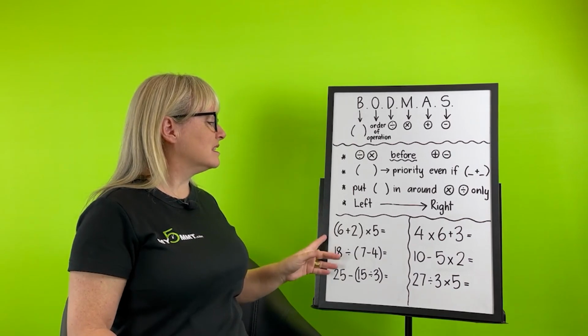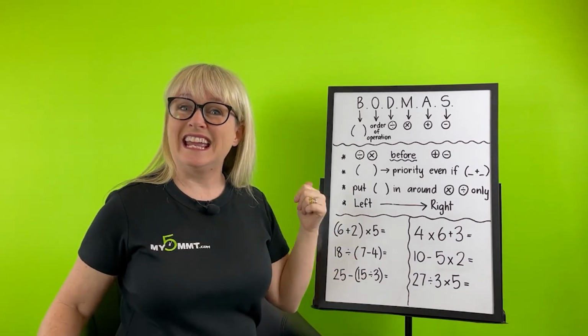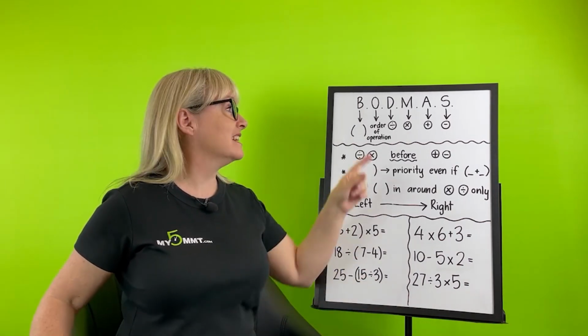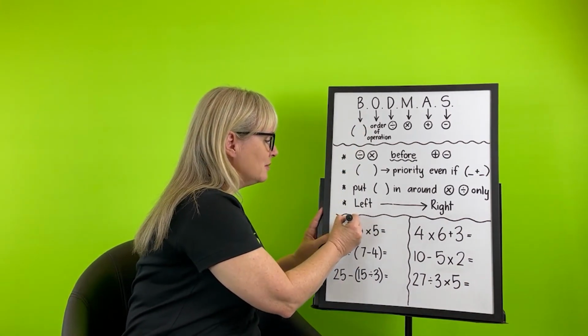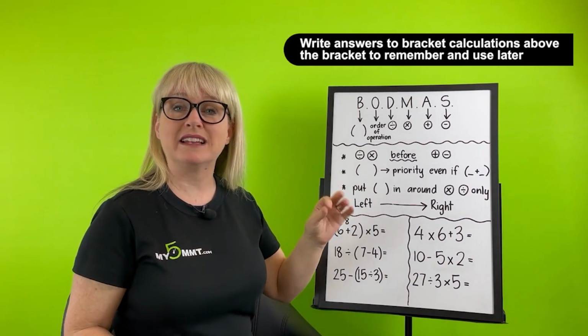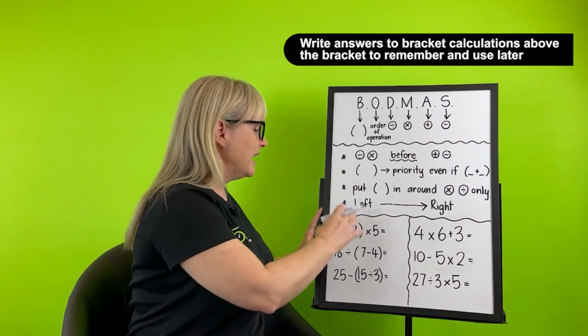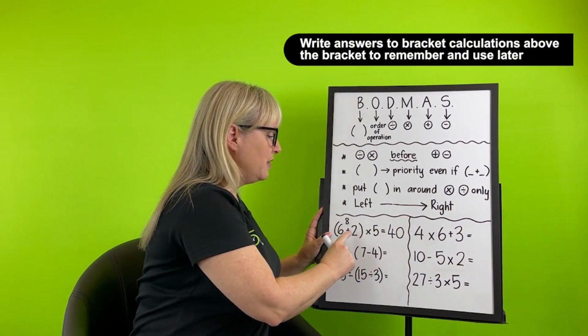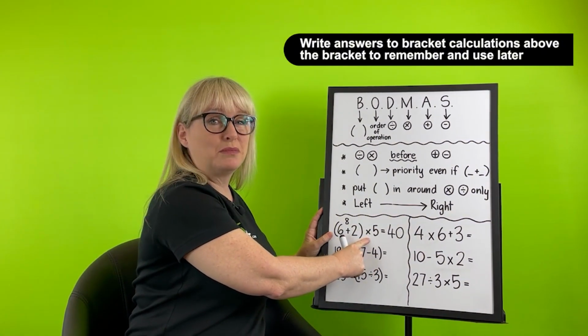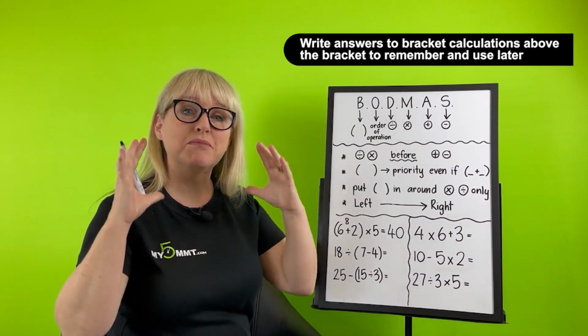So let's start with 6 plus 2, times 5. It's got brackets, and I know that brackets are the first thing that we attend to. 6 and 2 is 8. I'm just going to write the answer above the bracket so I can remember it for later. 8 times 5 is 40. Now, even though that was addition and that is multiplication, the addition is in the brackets. That becomes first.